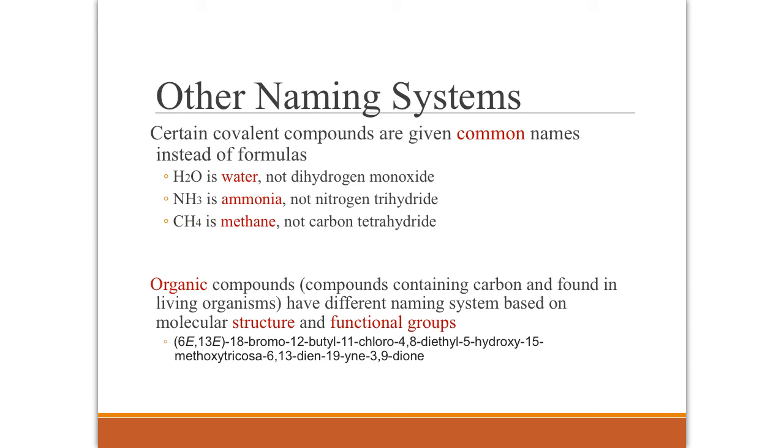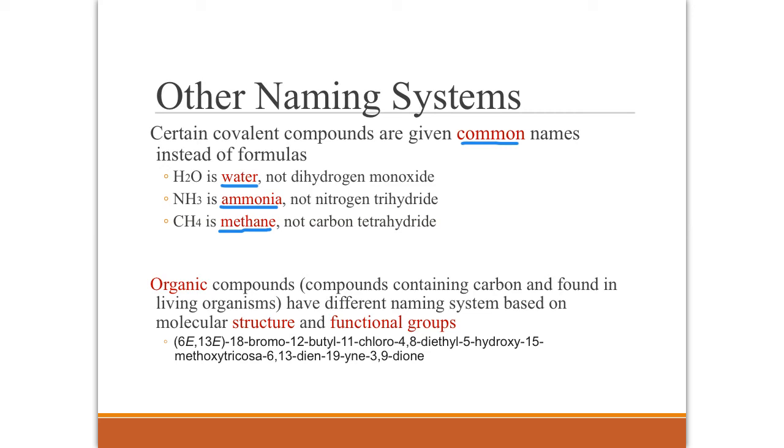We have a couple of other naming systems that are involved with covalent compounds. We have certain covalent compounds where we use common names instead of their formula. So we just talk about H2O as water. We don't call it dihydrogen monoxide. NH3 is ammonia, and again, we don't say nitrogen trihydride. And CH4 is methane, not carbon tetrahydride usually.